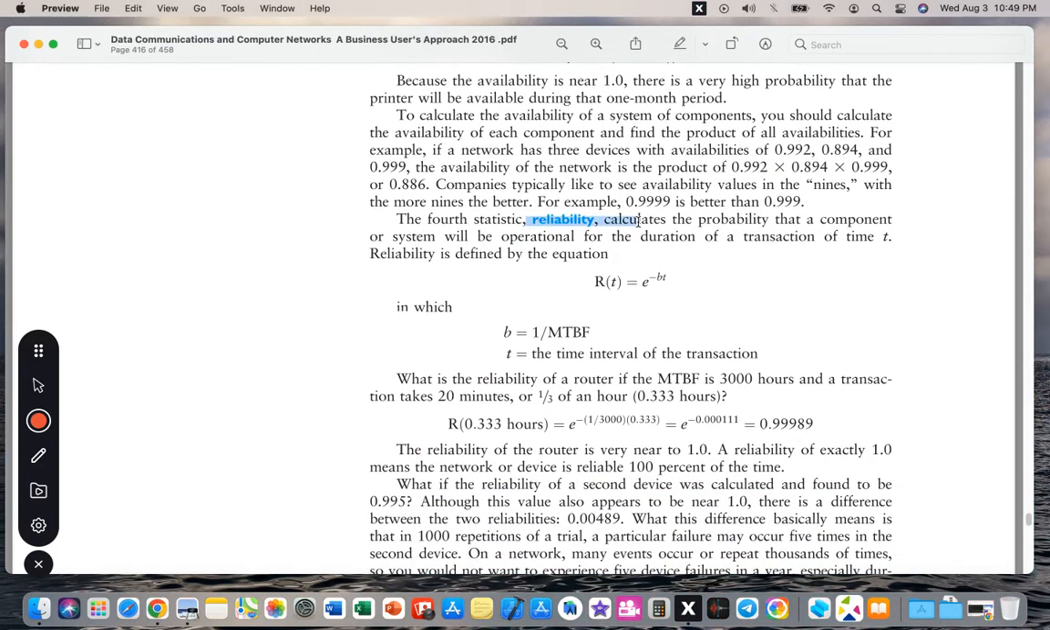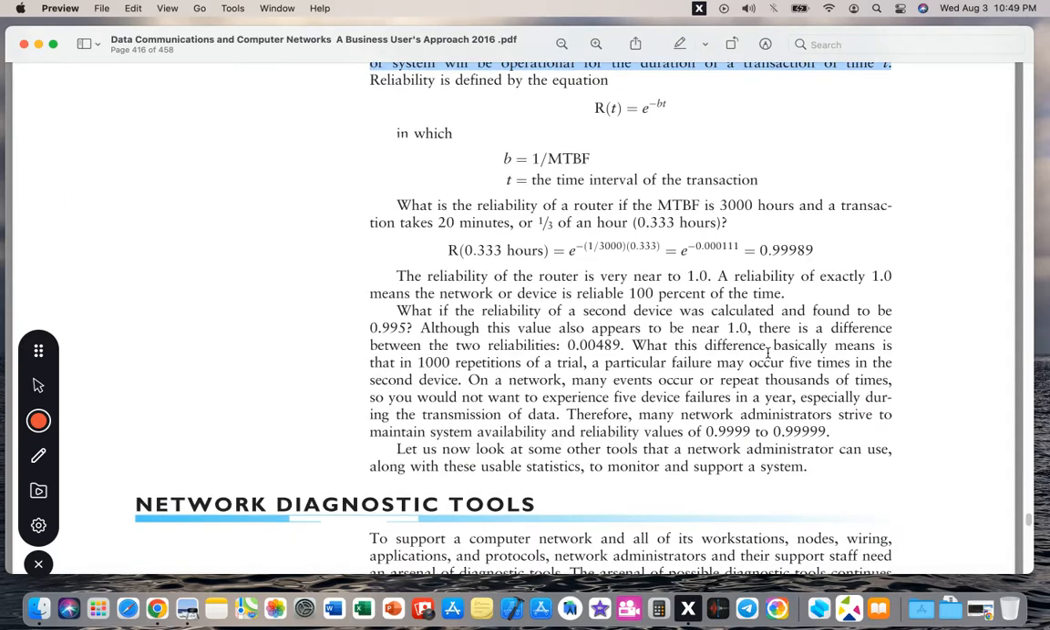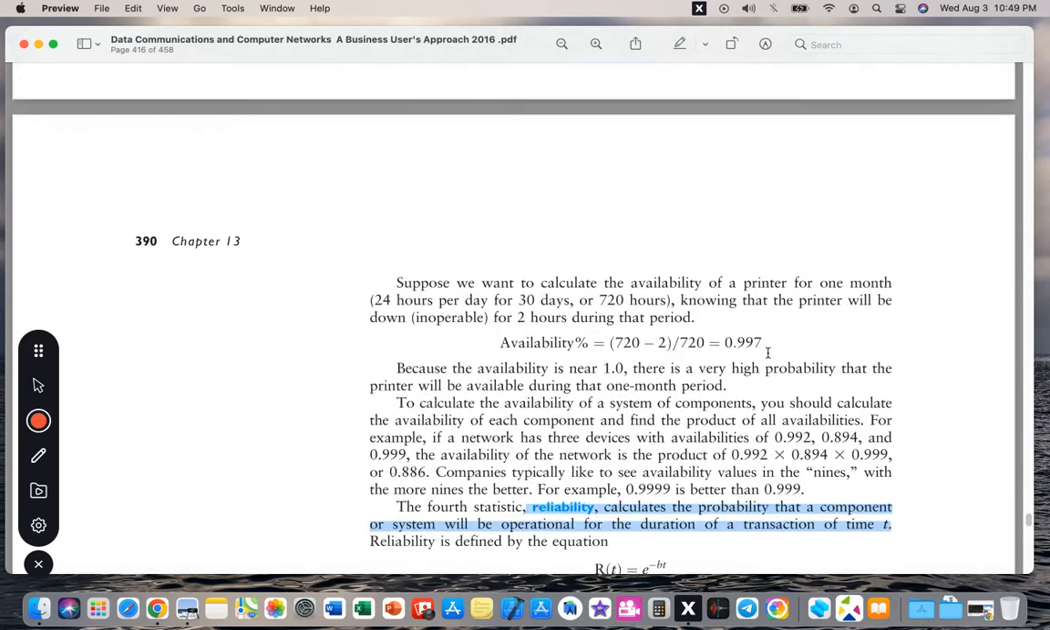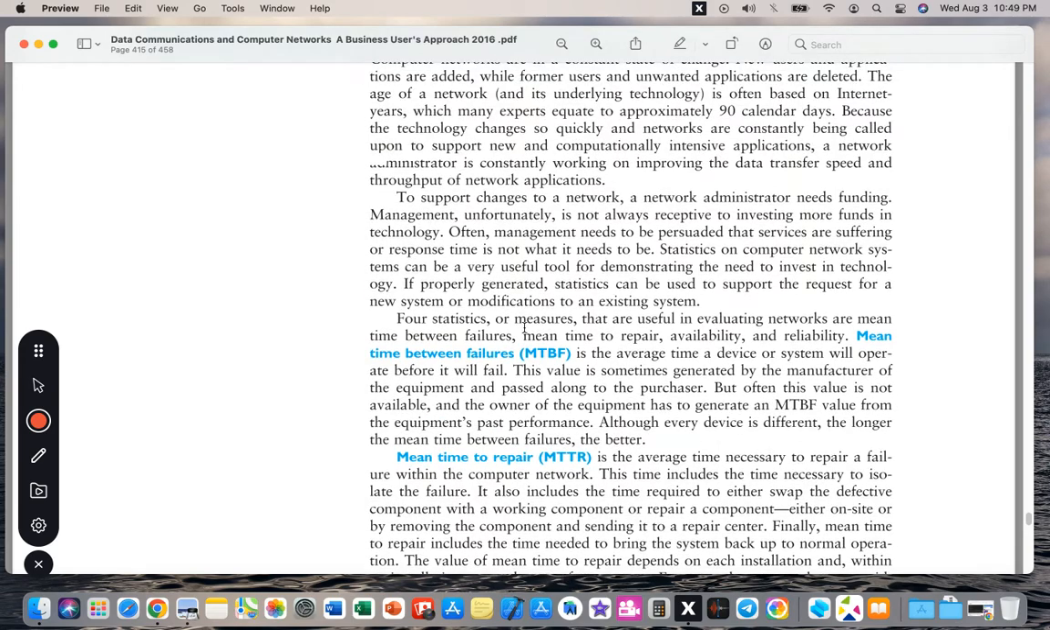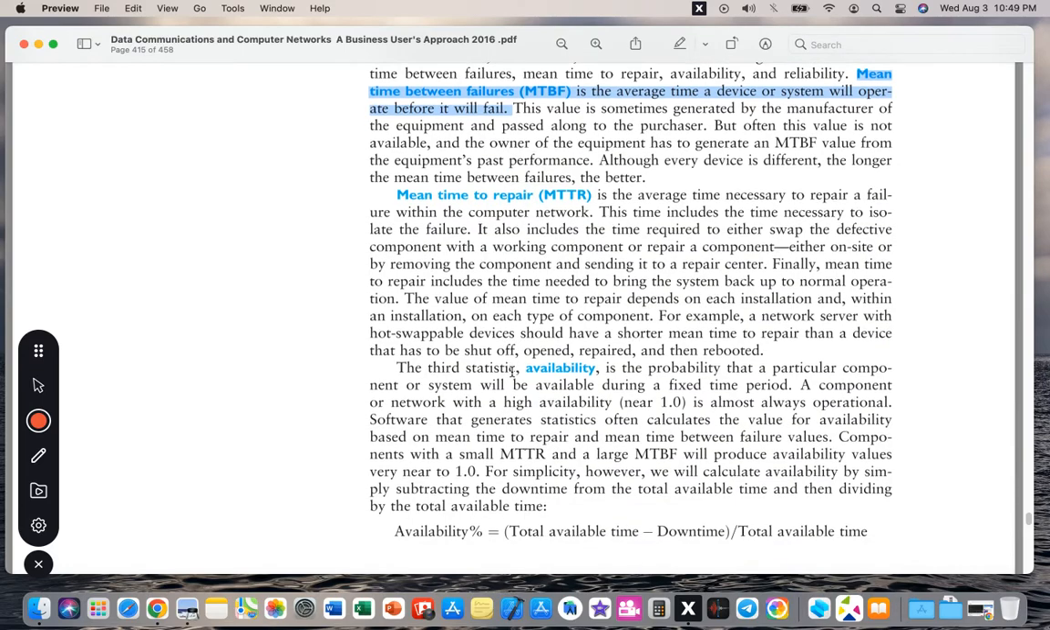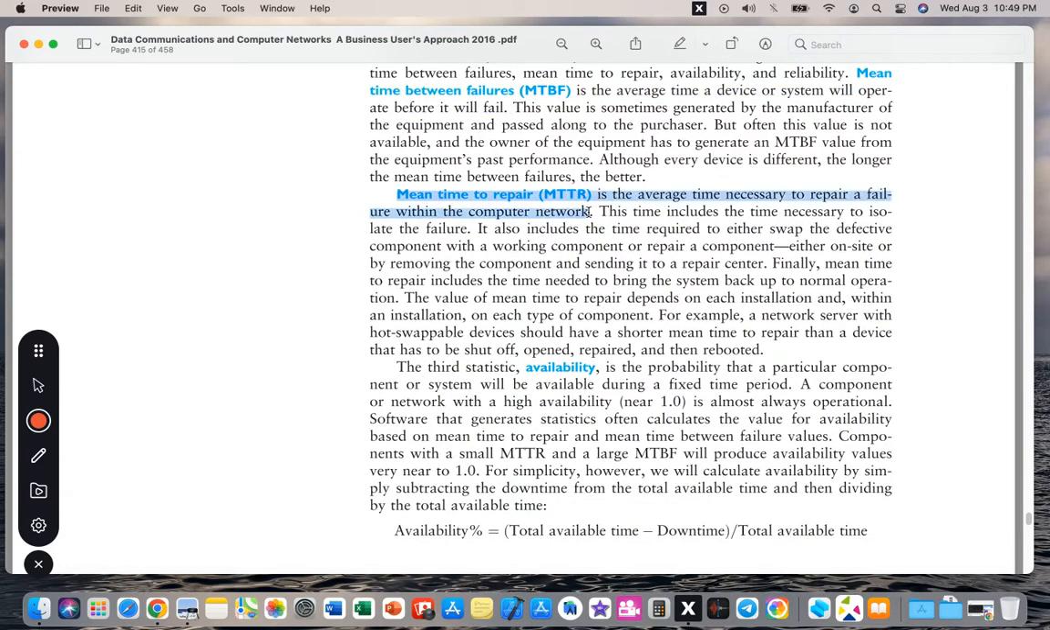The fourth statistic calculates the probability that a component or system will be operational for the duration of a transaction of time, T. How reliable it is. So we have the reliability, the availability, the mean time between failures, and the mean time to repair. Mean time between failures is the average time a device or a system will operate before it fails. The mean time to repair is the average time necessary to repair a failure within the computer network.